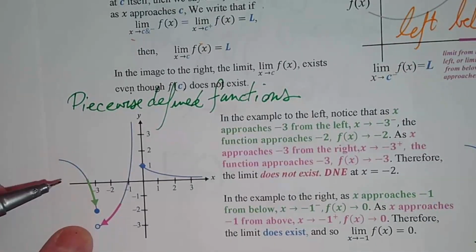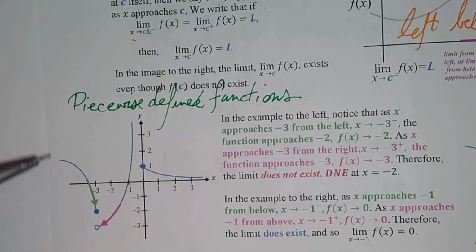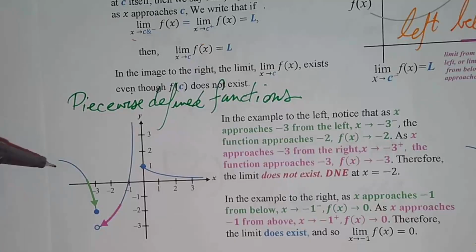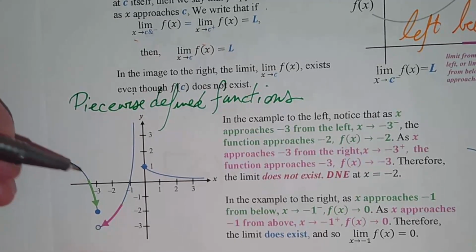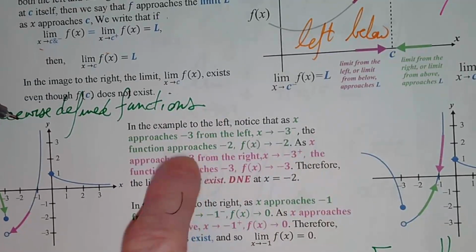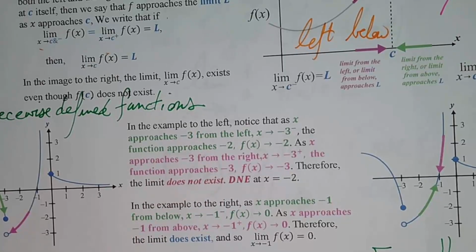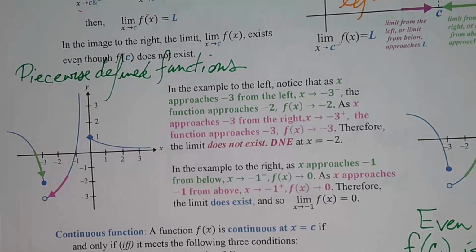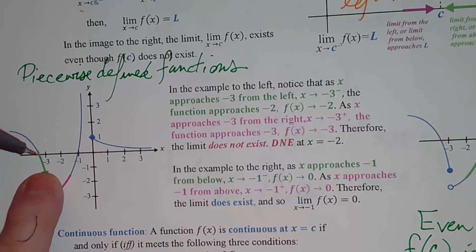So the first piece, I can see that it's some kind of function that is going down. And let's look at the limit as x approaches -3. Let's see where we are. Here's -3.